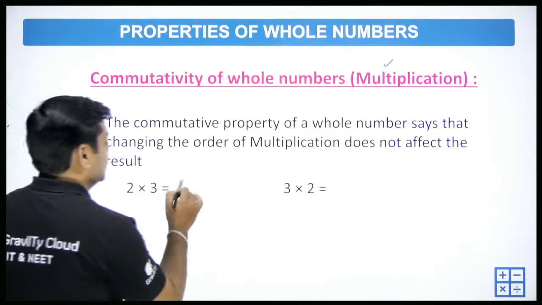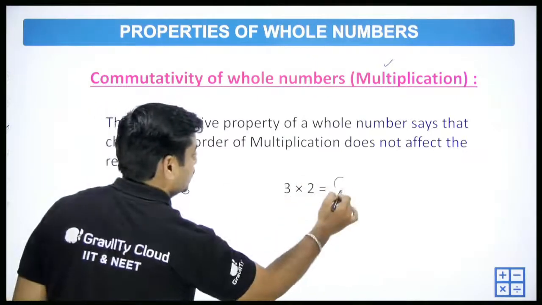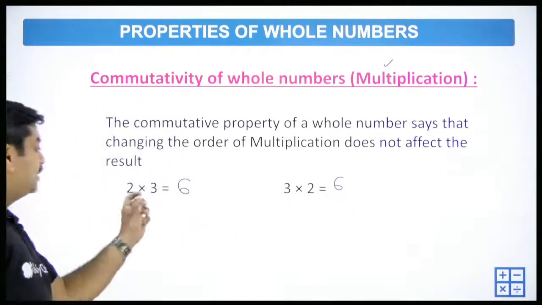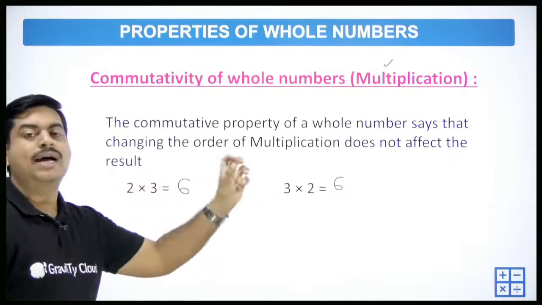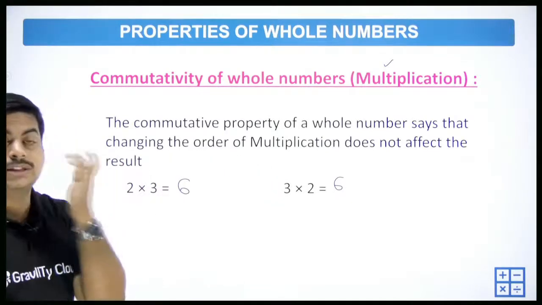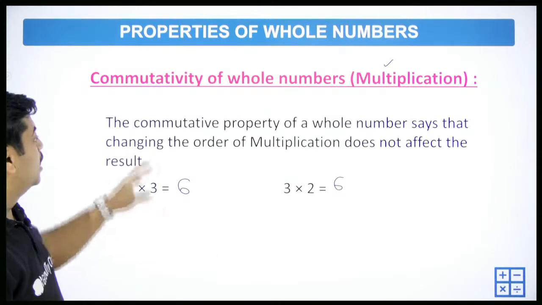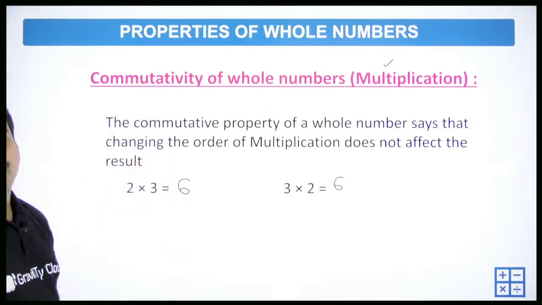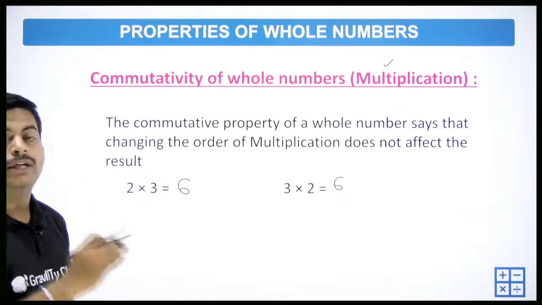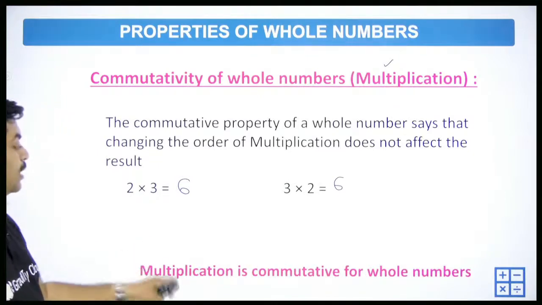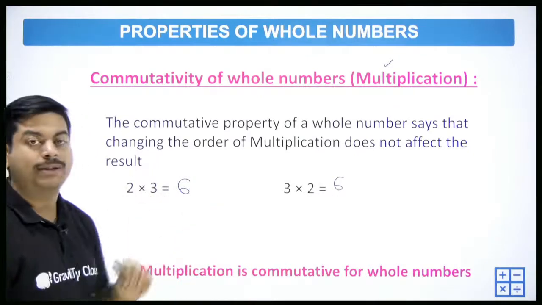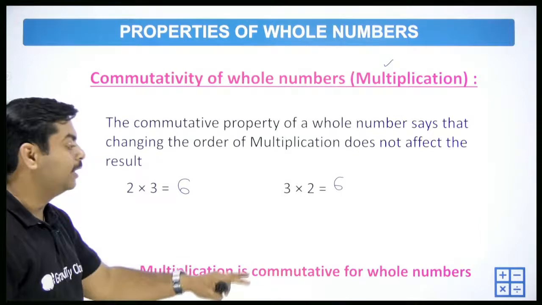So 2 into 3 is 6, as well as 3 into 2 is also 6. So if you interchange the numbers 2 and 3 and 3 and 2, the answer will not differ. The answer will be the same, correct? So we can say that even for multiplication, the commutative property is valid. We can say multiplication is commutative for whole numbers.